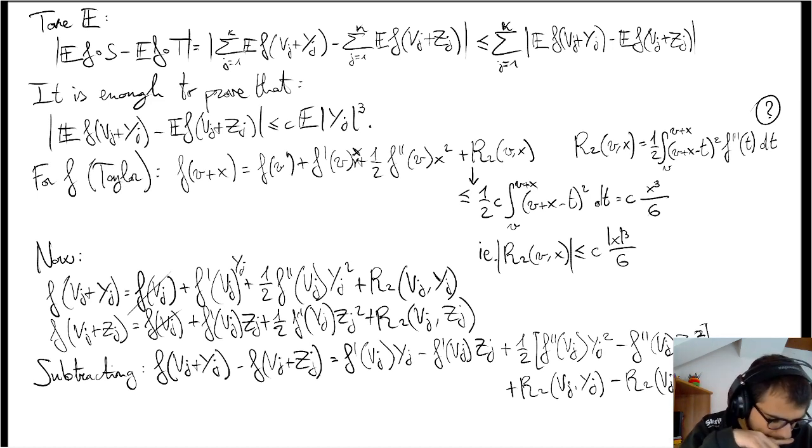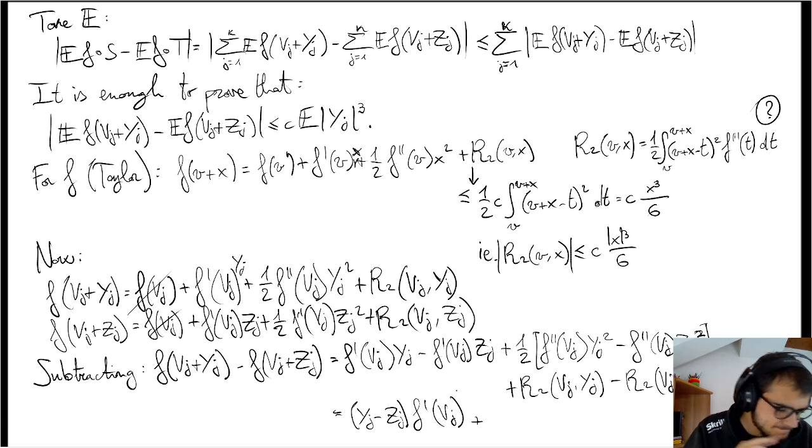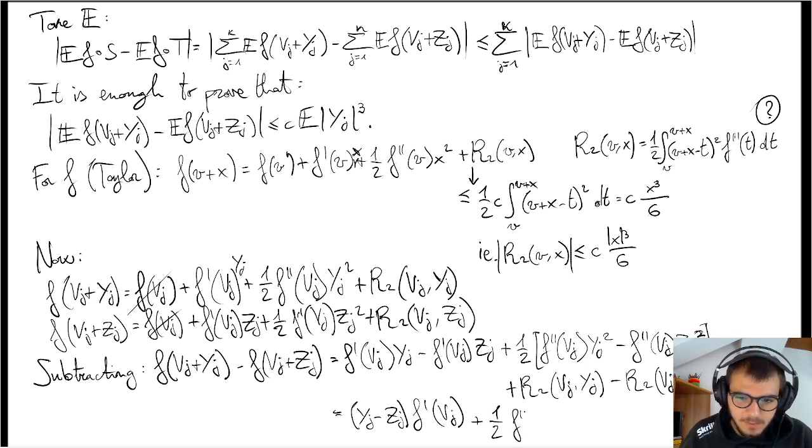Let me see. And here it is written in a different way. It's written this way: yj minus zj, that multiplies the first derivative, plus one half second derivative at vj times yj squared minus zj squared, plus the difference of the remainders.